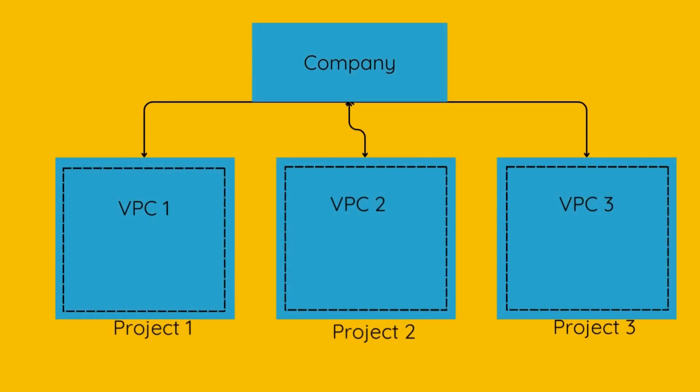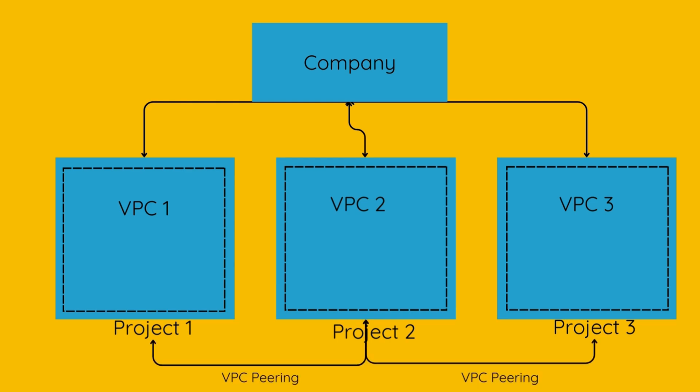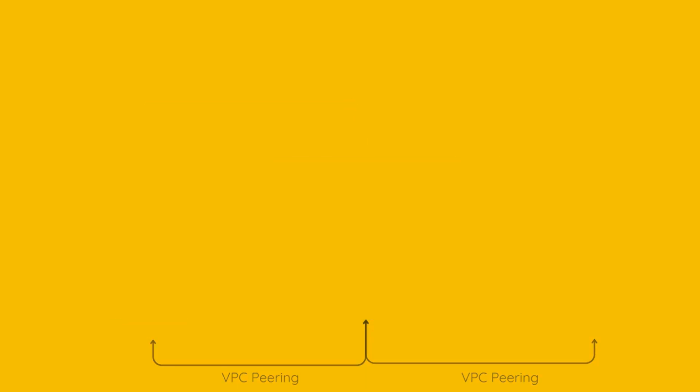VPC peering allows VPC networks to communicate with each other as if they were on the same network, even if they are in different projects or organizations. This setup maintains network isolation while enabling secure communication between resources.